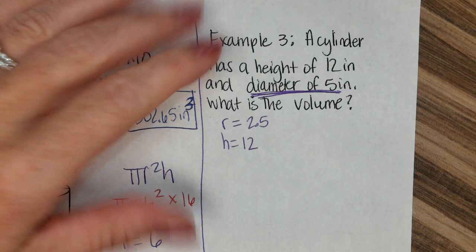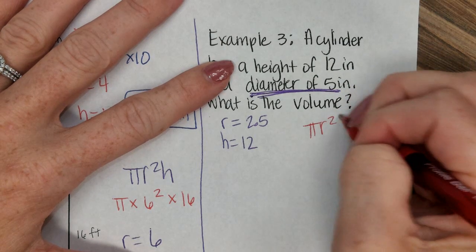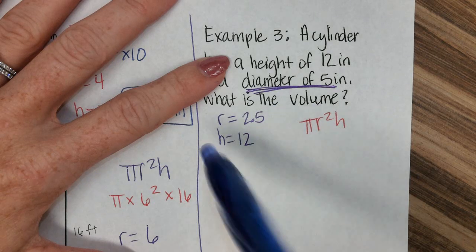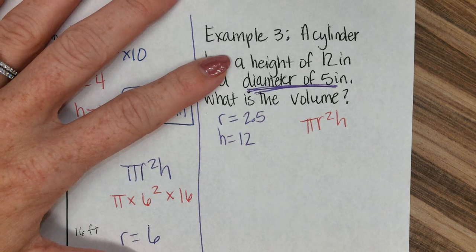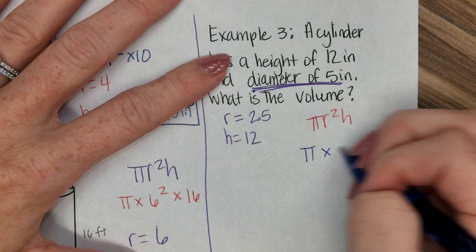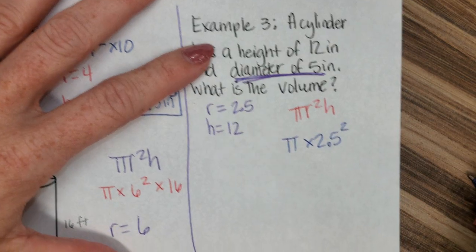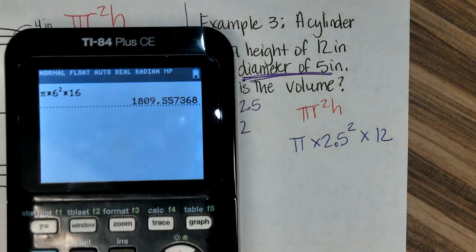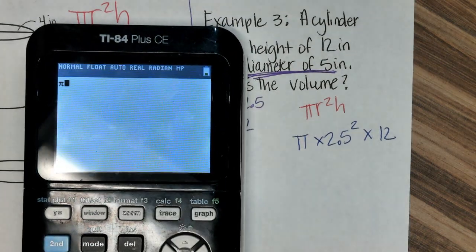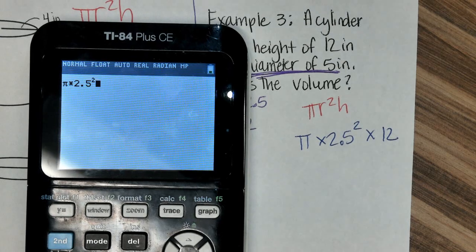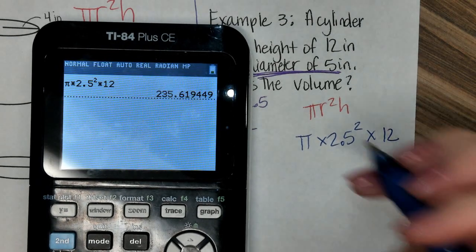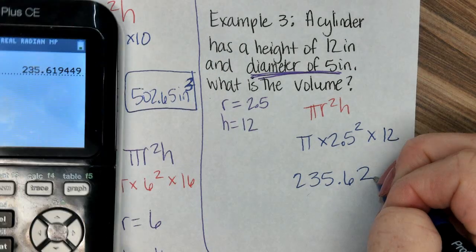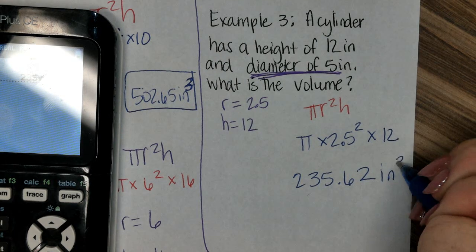So I write the formula, pi r squared h, and I plug in these numbers. So I'm going to say pi times radius squared, so 2.5 squared, times height, which is 12. That's 235.62 inches cubed.